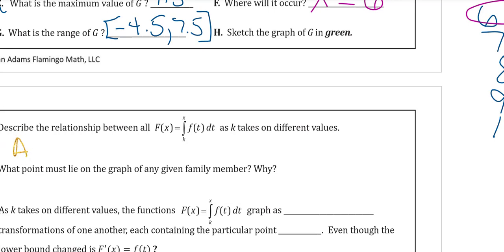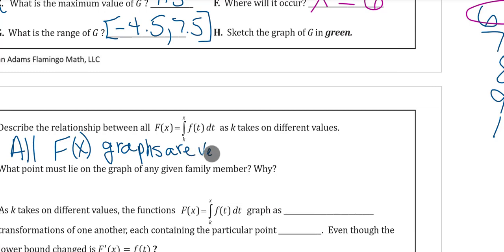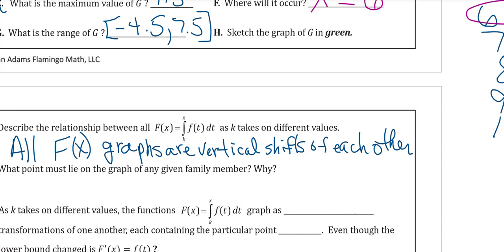Let me use blue. Okay, so what we have is all F of x graphs are vertical shifts of each other. Okay, what point must lie on the graph of any of these given family members, and why?